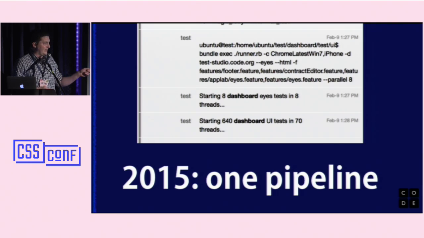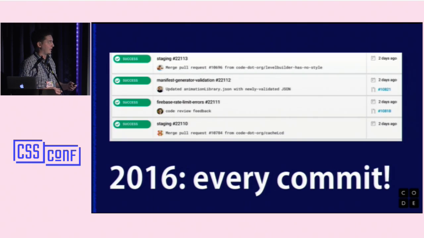So in 2015, we had one pipeline of tests. There was actually a server sitting there saying, oh, a Git update, cool, let's run a build, and spit out a bunch of output on HipChat. So we'd be sitting in a HipChat room and watching the output come through. Now we're on Slack.